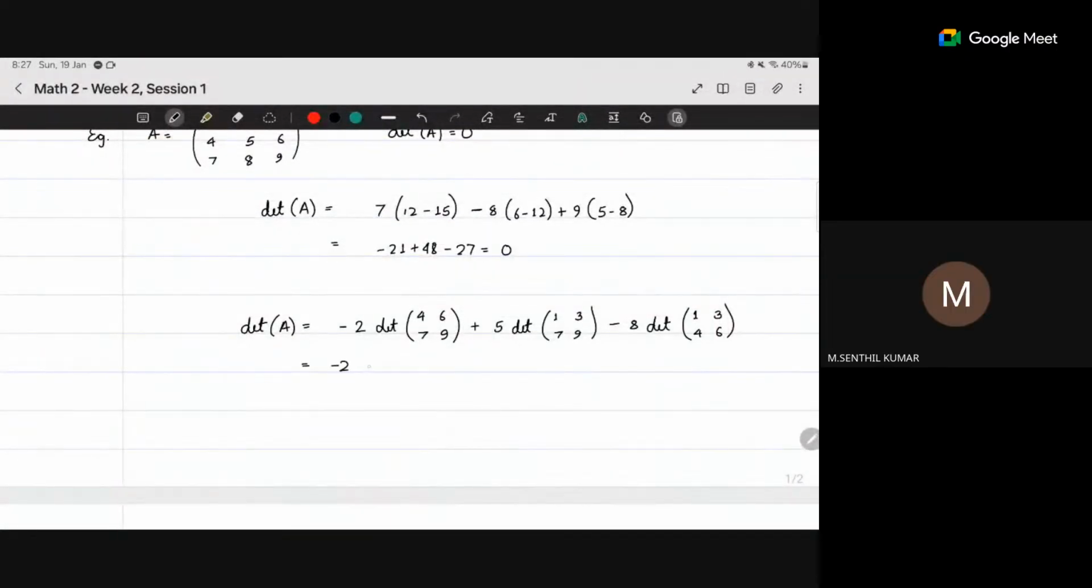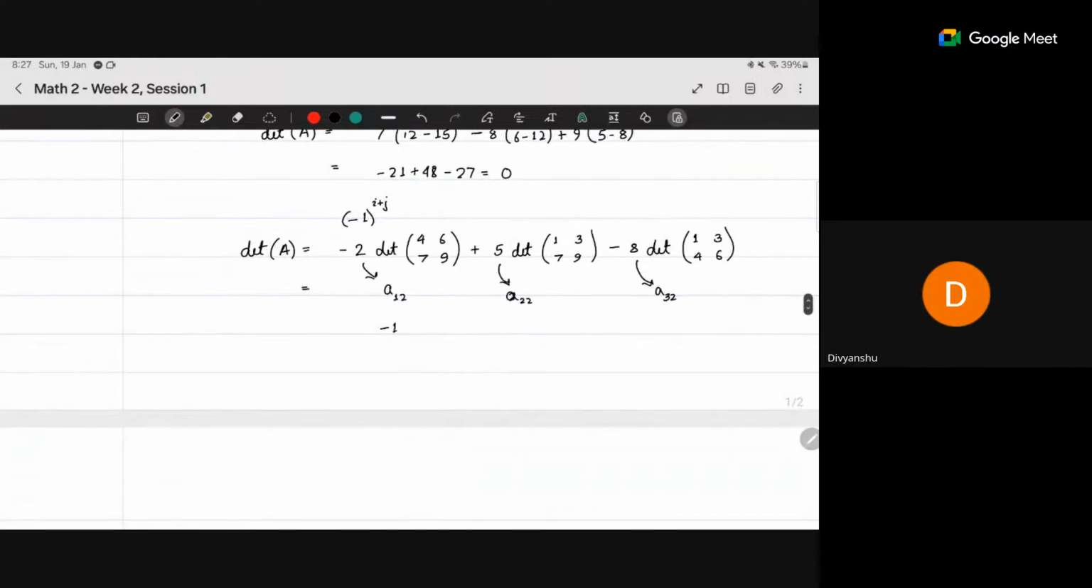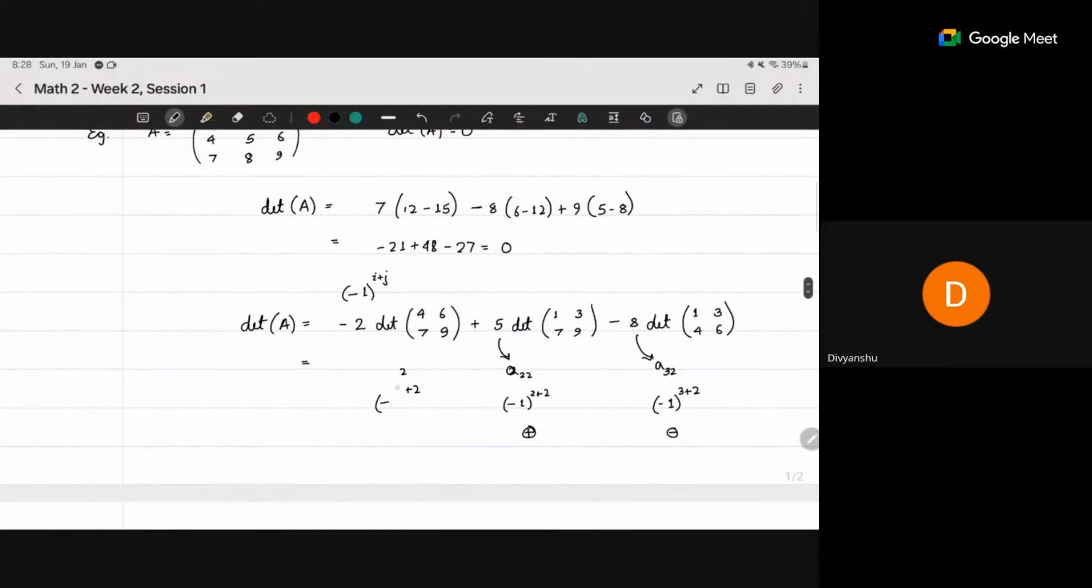How do you get -2, plus 5, minus 8? Once again, it's always -1 to the i plus j. Here, this term is A12, this term is A22, and this is A32. So here you have -1 to the 1 plus 2, here -1 to the 2 plus 2, and here -1 to the 3 plus 2. So this will get a minus sign, this will get a plus sign, this will get a minus sign. So we can simply follow odd and even: even will be a plus sign, odd will be a negative sign.